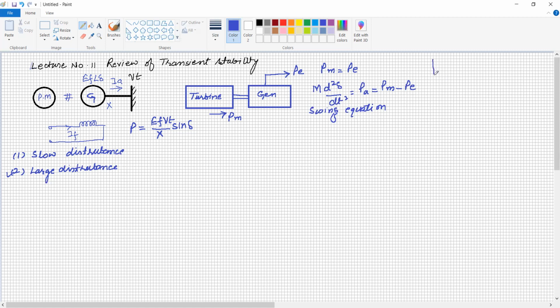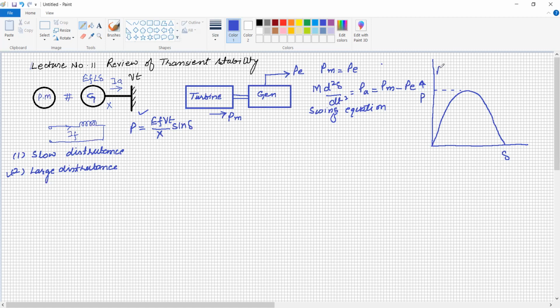Now it can be explained with the help of the P-delta curve, or power angle characteristic. From this equation, we can draw this: this is the power P, the active power, and this is the angle delta. This is the P-delta equation and curve. It becomes maximum at this one value, so this is the maximum power.